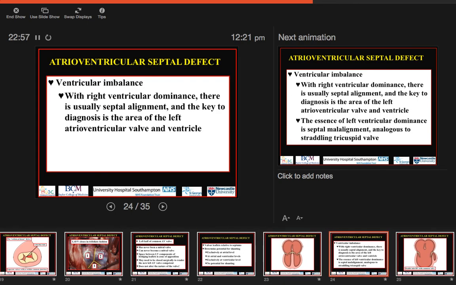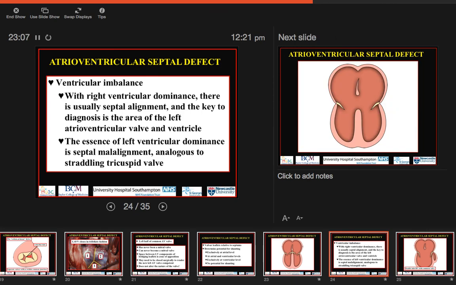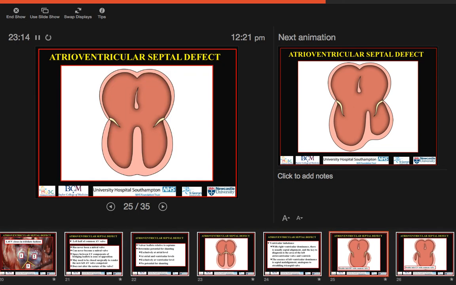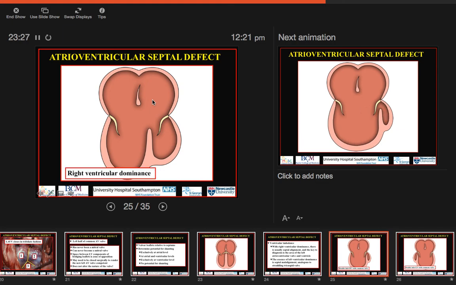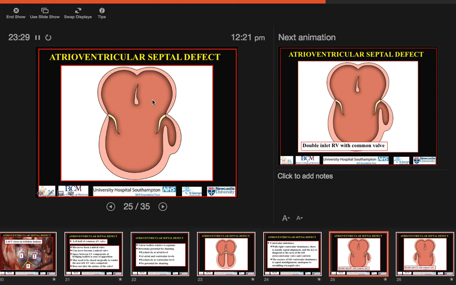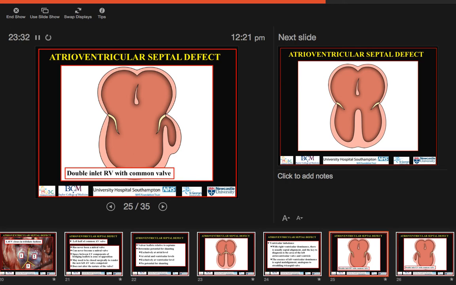valve. So the other things, ventricular imbalance, we can have right ventricular dominance. The key then is the area of the left AV valve. Or left ventricular dominance. And the situation there is analogous to straddling tricuspid valve. Because if we move our ventricular septum across, we have right ventricular dominance. My cartoon is wrong here, because that should move with it. And the end point of right ventricular dominance is double inlet right ventricle through a common valve.